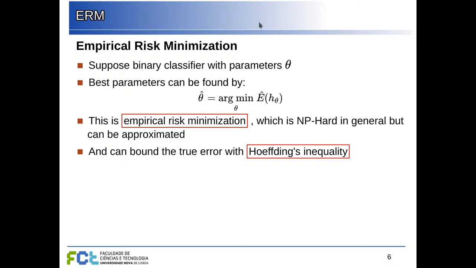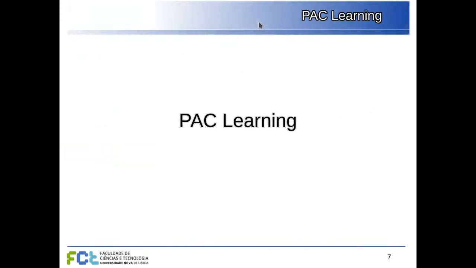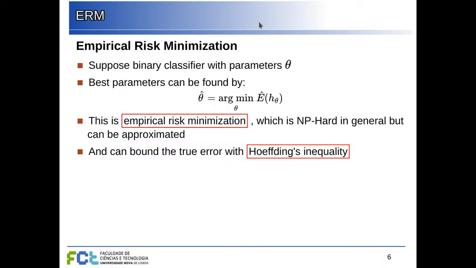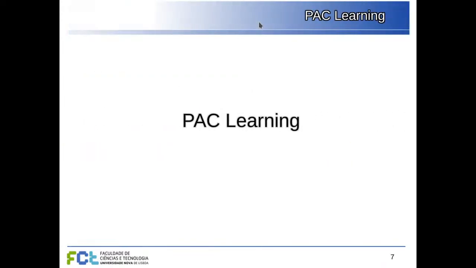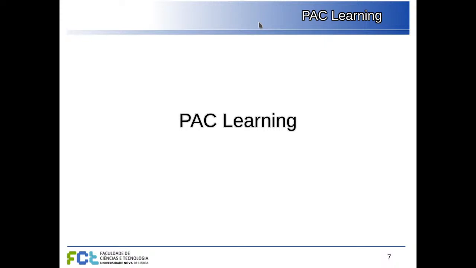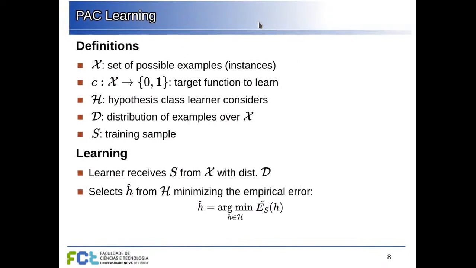So that relation between what we are estimating and what is the true error. That would be a general idea here, a general approach, but we're going to look at this in the context of this concept, probably approximately correct learning.